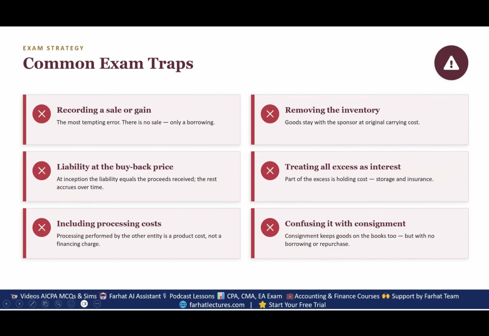Just be aware of these common exam traps. There is no gain or sale, liability at buyback price, immediately recognized, including processing costs. Processing costs is a product cost, not a finance charge. Make sure you remove it. You don't remove the inventory. Treating all excess as interest, that's not right. You might have storage and insurance. Look for that. Confusing it with consignment. Consignment keeps the goods on the books too, but no borrowing or repurchase. So don't confuse this with consignment.